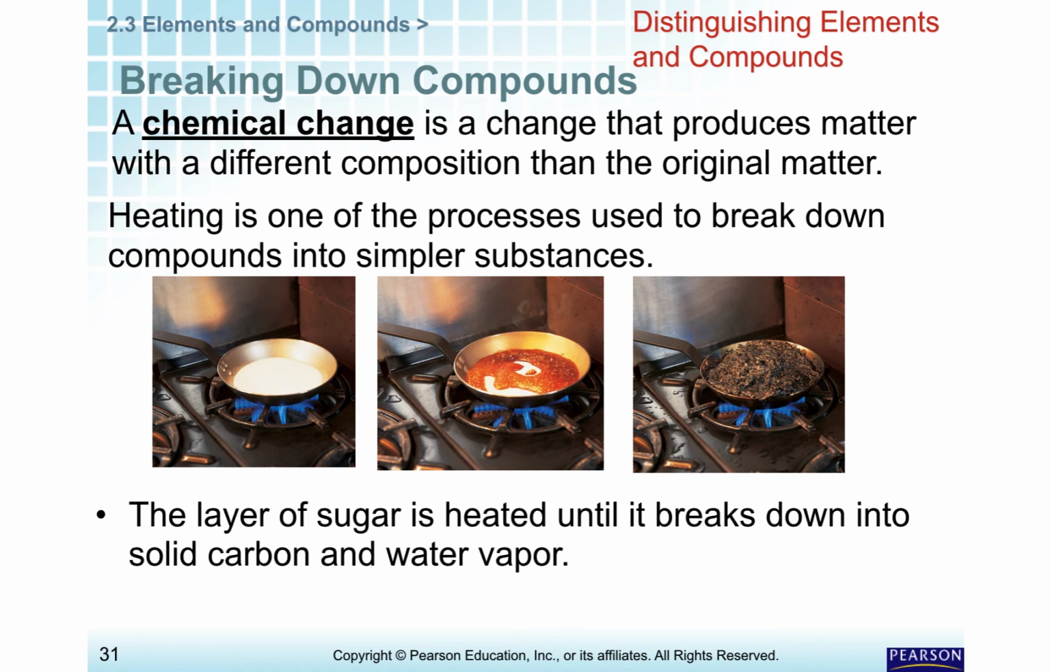On the left, we have a pan of sugar. As you heat, the sugar starts to turn color. It turns brown, and eventually it will turn black. And it's basically going from sugar to burnt marshmallow in 3 steps. The layer of sugar is heated till it breaks down into solid carbon, that's the black stuff, and water vapor.